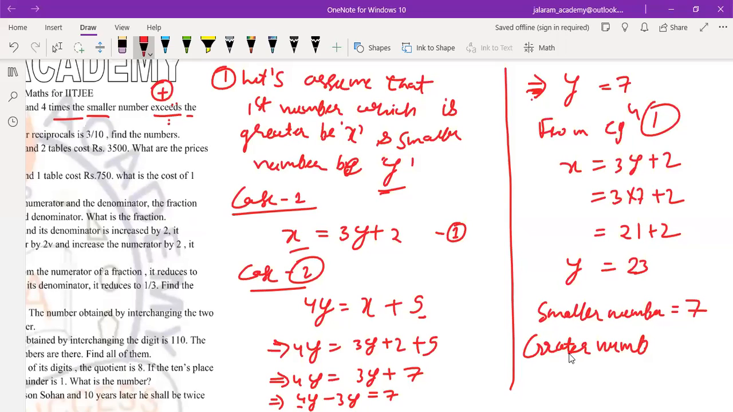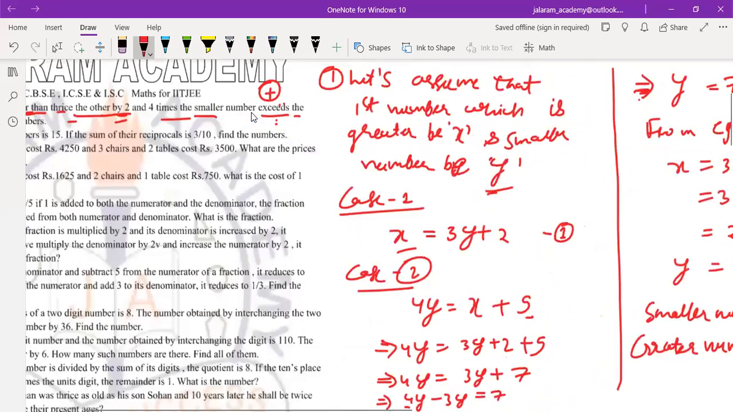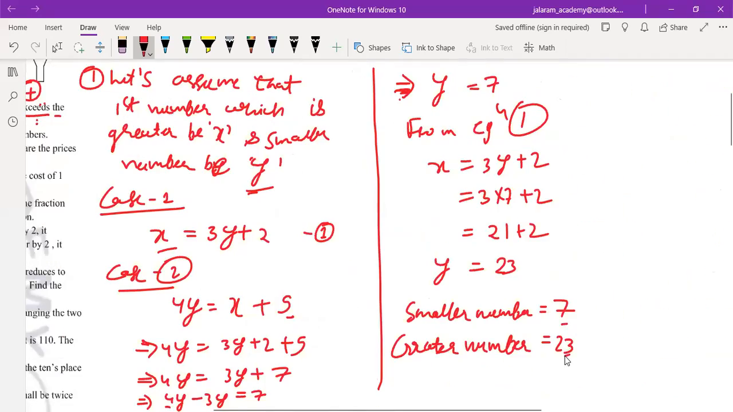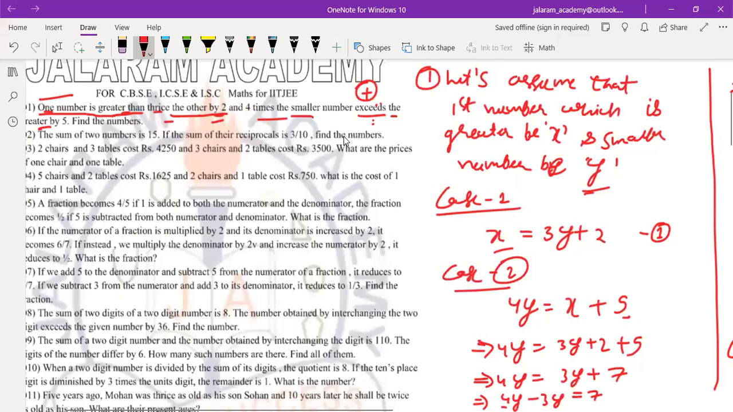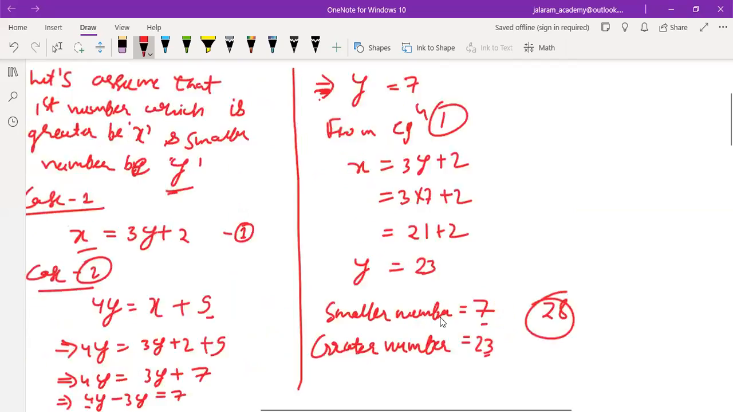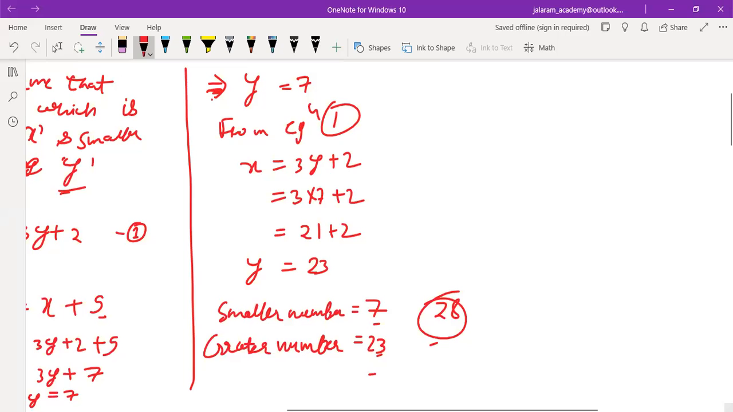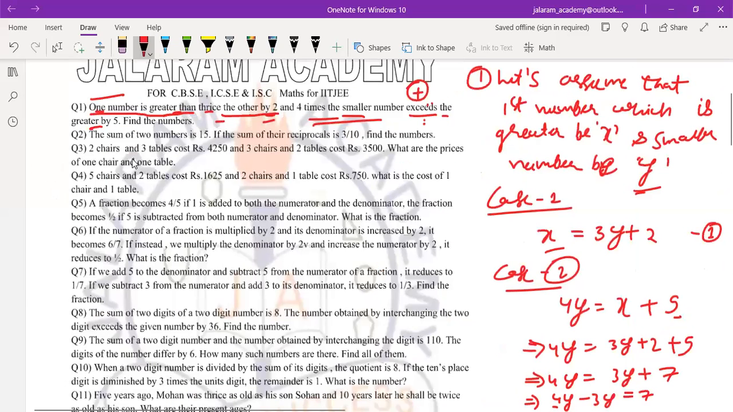Greater number equals 23. And check the answers also according to the conditions of the question. One number is greater than thrice the other by 2. So 7 threes are 21, plus 2, 23. First condition is correct. 4 times the smaller number, 4 sevens are 28, exceeds the greater by 5. So 23 plus 5, 28. So our answers are correct. So similarly, we can solve the other questions also in the sheet.